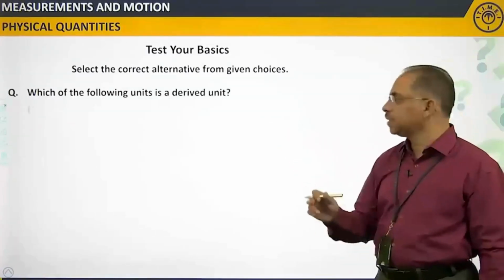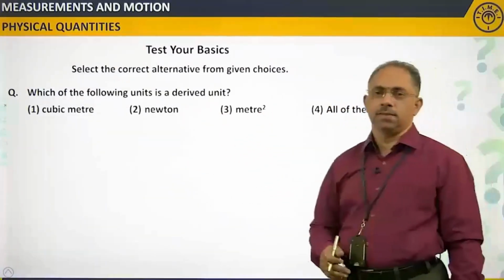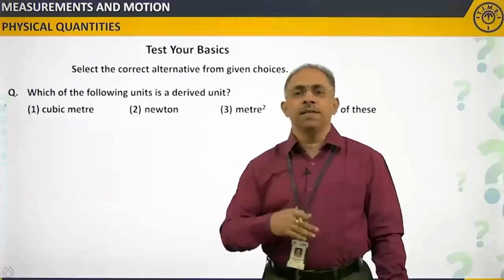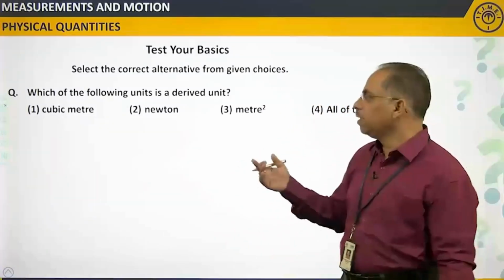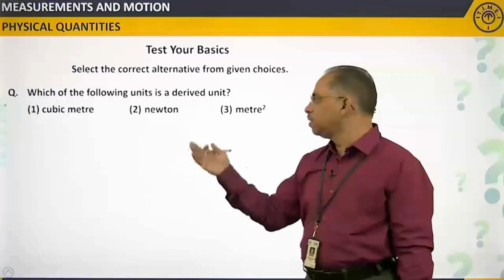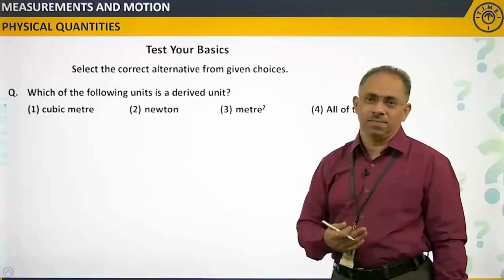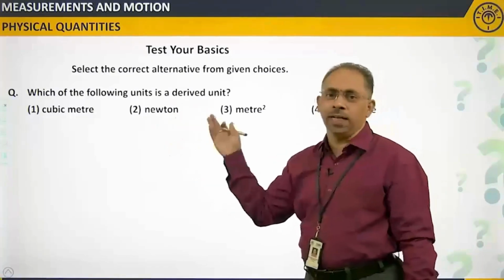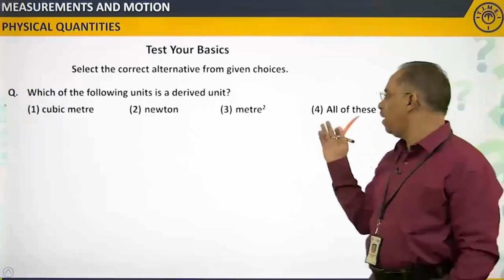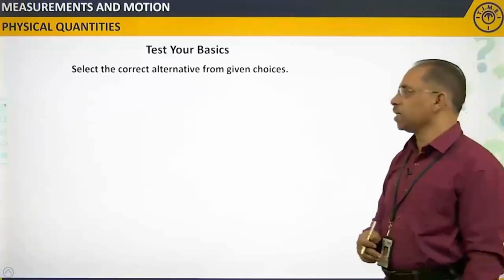Which of the following units is a derived unit? You can see cubic meter, Newton, meter square, all of these. So, what do you mean by derived unit? Derived unit is the unit of a derived physical quantity, right? Cubic meter is a unit for volume. Newton is a unit for force. Meter square is a unit for area. Volume, force, area, all these are derived physical quantities. So, obviously, the answer is all of these. All of these are derived units. Let us see the next question.